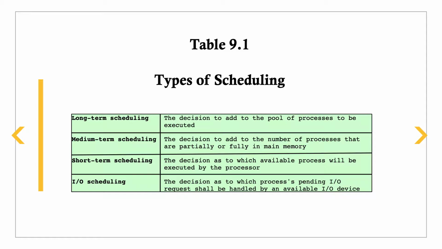Now, notice that there's a fourth one down at the bottom here called I/O scheduling. This one actually means the decision as to which process's pending I/O request is going to be handled by an available device, but we're taking a little bit of a deeper look at that in Module 9, so we'll hold off on talking about that one, and you'll have a video on I/O in Module 9.